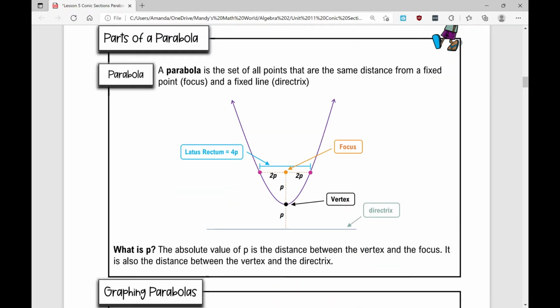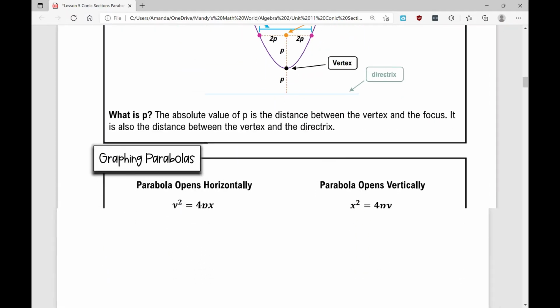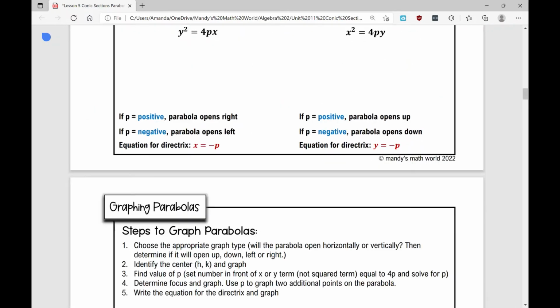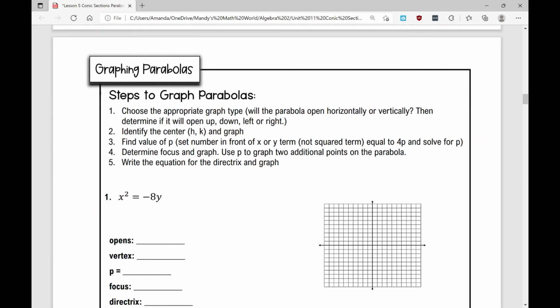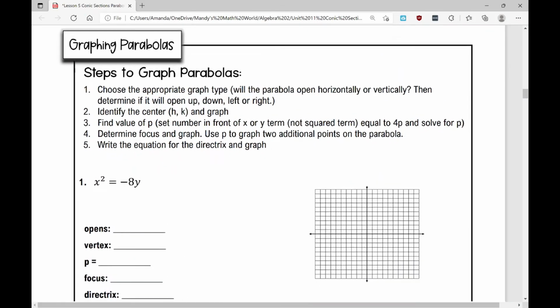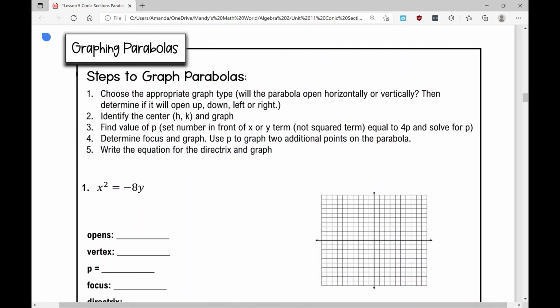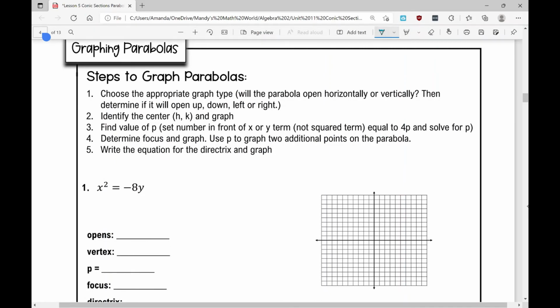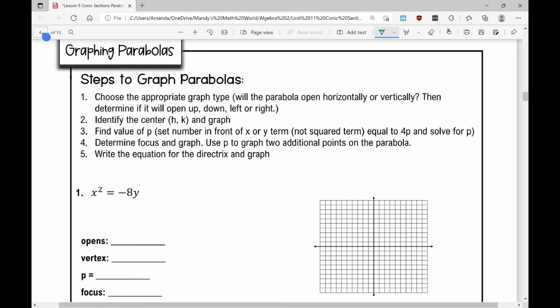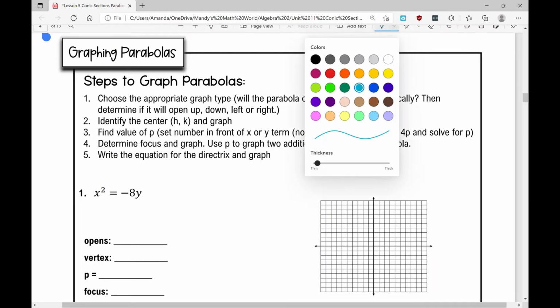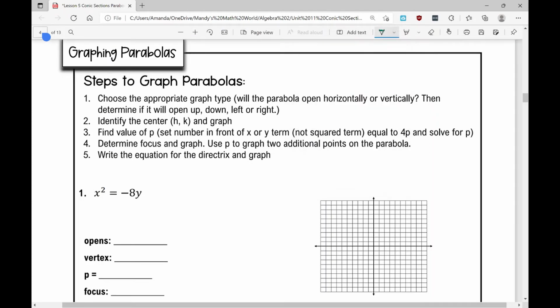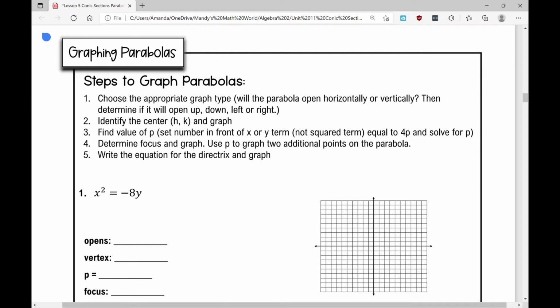Oh, and here I actually have them already labeled. All right, steps to graph parabolas. So if this is the first time you're watching this because you only need to know conic sections with parabolas, then you haven't watched any of the other videos that I've done on circles, hyperbolas, and ellipses. This is meant to be the last lesson in this particular unit, but for some of you it might just be the first lesson.